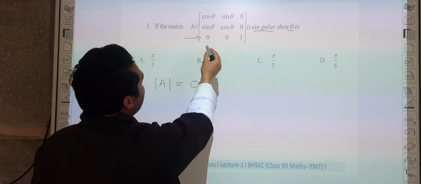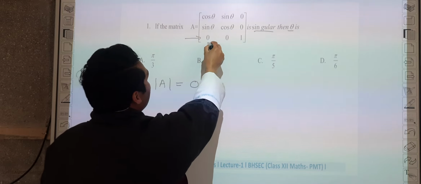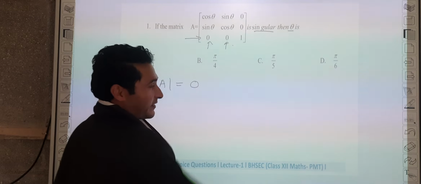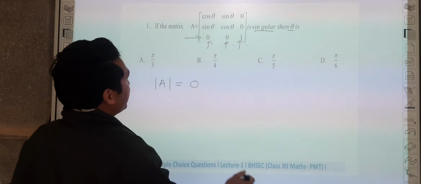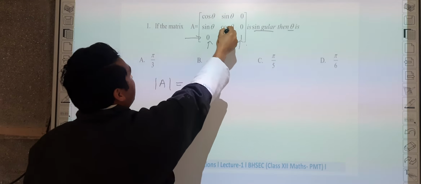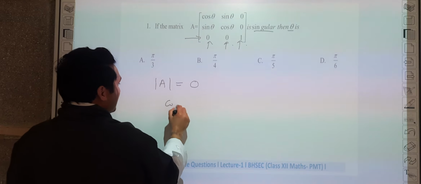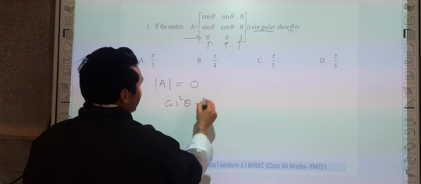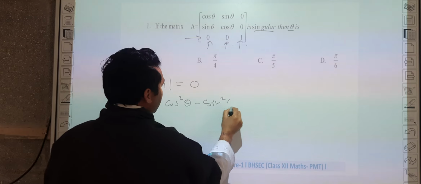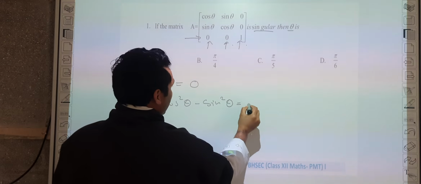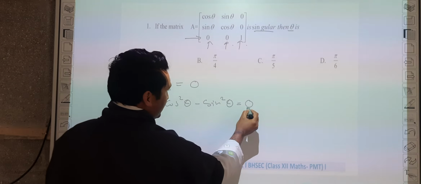While expanding along row 3, I did not have to do the first two values. I'll directly go to the third column and expand there. So it will be cos theta times cos theta, that is cos square theta, then minus sin theta times sin theta, which is sin square theta. We are saying this is the determinant and this should be equal to 0.